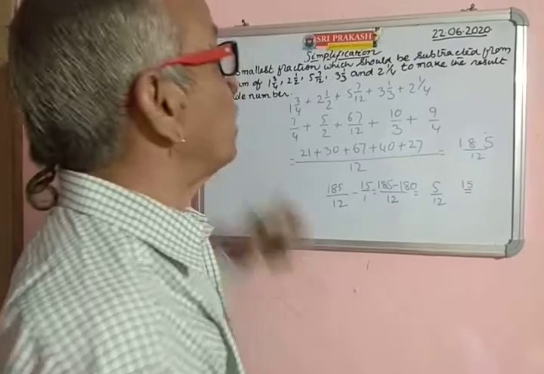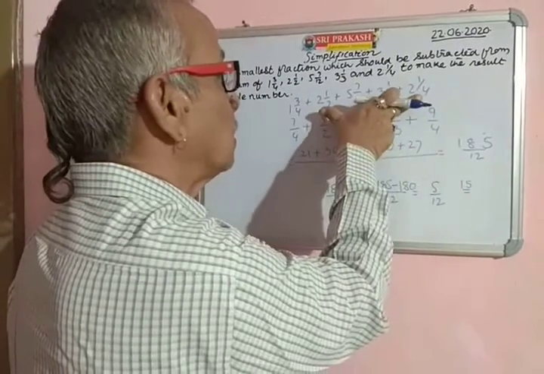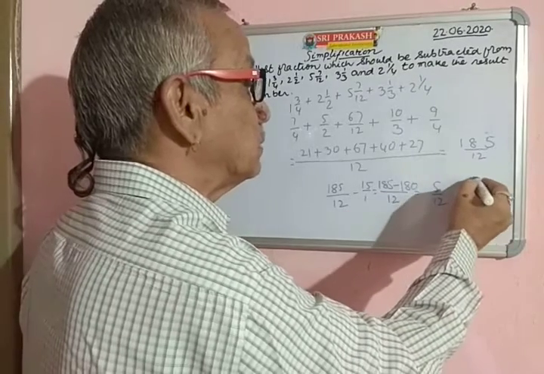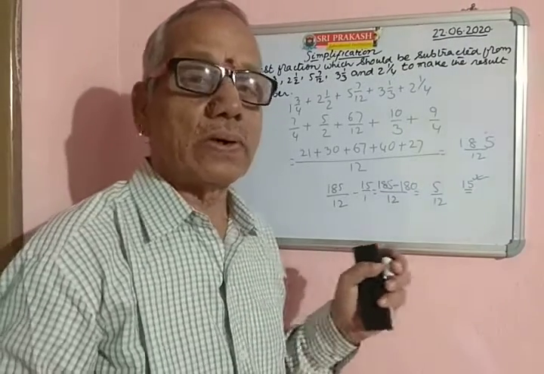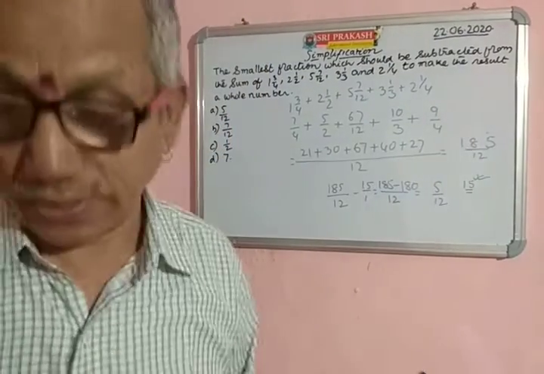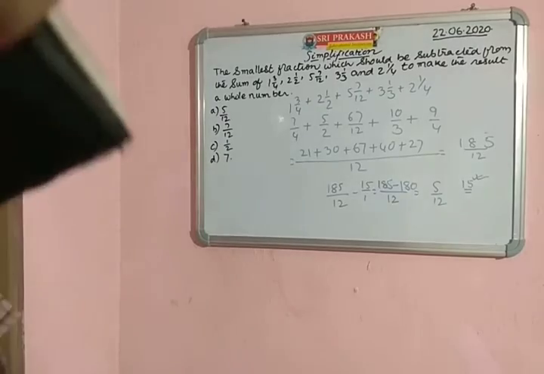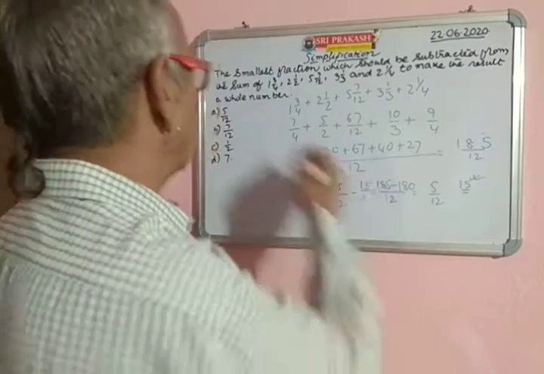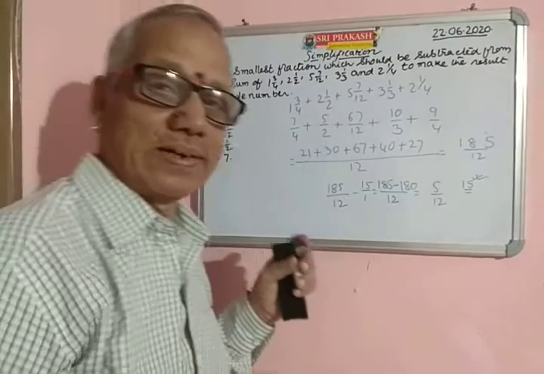That means if we subtract 5 by 12 from this fraction sum, then we get what? A whole number we get. Understood? So, I think you understood how to solve this type of question. So 5 by 12 is your answer. So A is the right choice here.